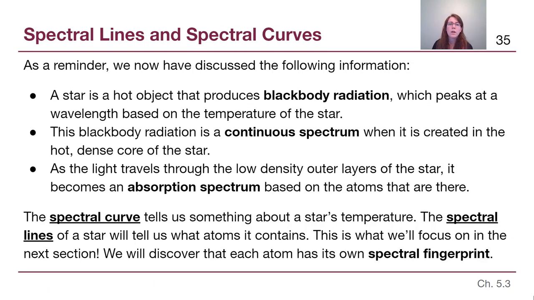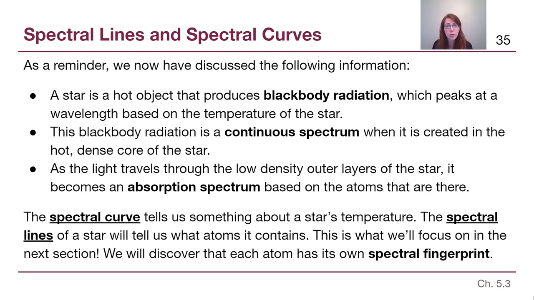Okay, so for this section, it was a tough section. It's one of the more important sections from the chapter. We now have talked about what blackbody radiation is. We've talked about the smooth curves that come from this type of hot, dense object, and that those smooth curves are a continuous spectrum, but there are two other types of spectra that exist. Stars form all of their light in their hot, dense cores, but have lower density outer layers that overall produce an absorption spectrum when we look at them.